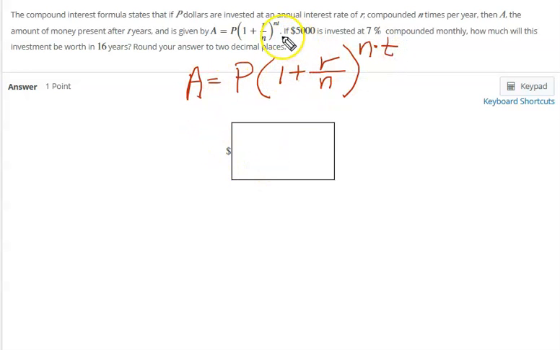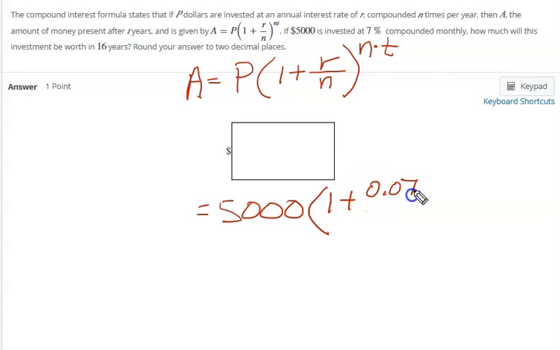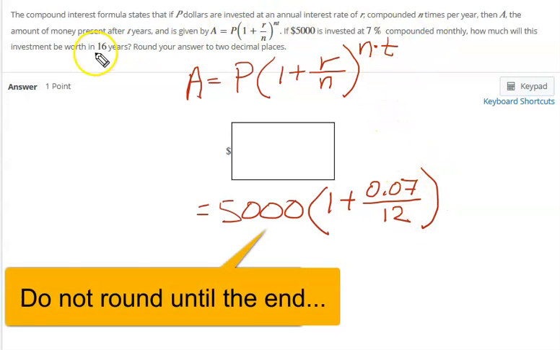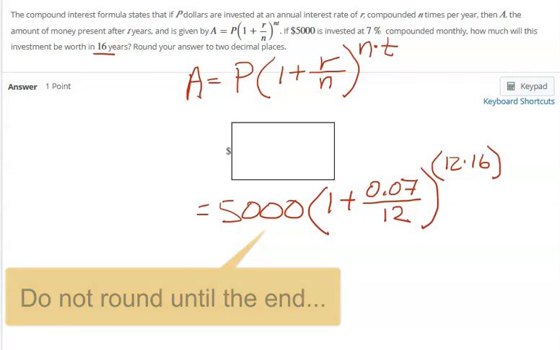So let's do some substitution. 5,000 is invested. Our rate is 7%, so that's 0.07, all over compounded monthly, so that'll be 12. And then it's going to be for 16 years. So this up here will be 12 times 16, which will give us an exponent. All right, we're going to put that in our calculator and see what we get.